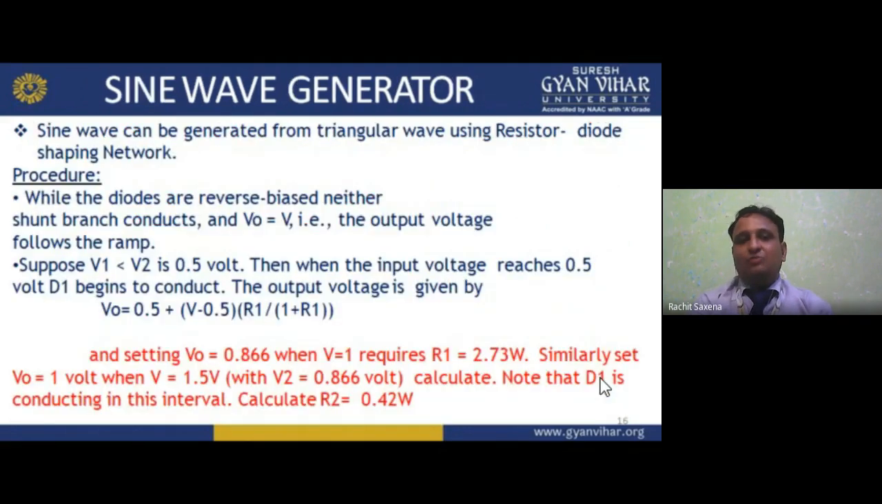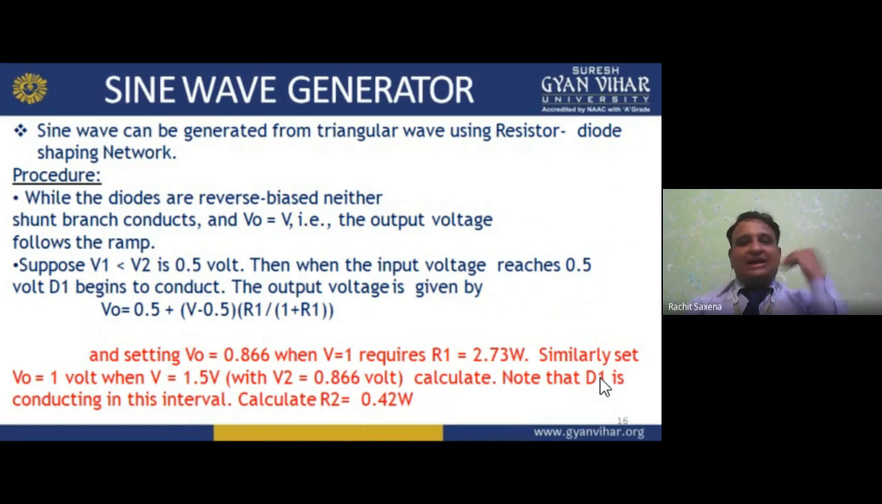Now, the sine wave generator. This is the third thing that is really important. We can generate a triangular wave, we can generate a square wave, we can generate a sine wave, and the sawtooth wave is basically the special one which we want. Now, the sine wave. The sine wave can be generated from the triangular wave using a resistor diode shaping network.